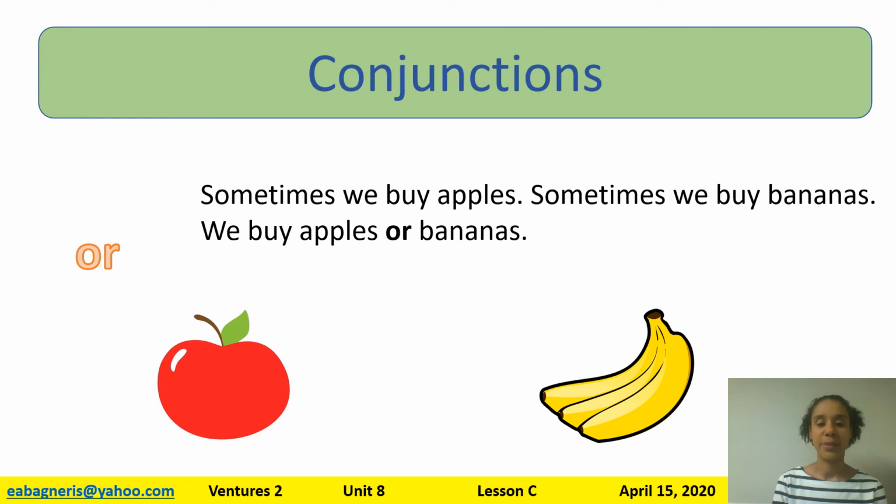Let's look at another example. Sometimes we buy apples, sometimes we buy bananas. We buy apples or bananas. So now you can see I still have both apples and bananas, but they're far apart because I either go to the store and I'm only buying apples, or I go to the store and I'm only buying bananas. I buy apples or bananas. I don't put both of them in my basket. I'm just buying one.